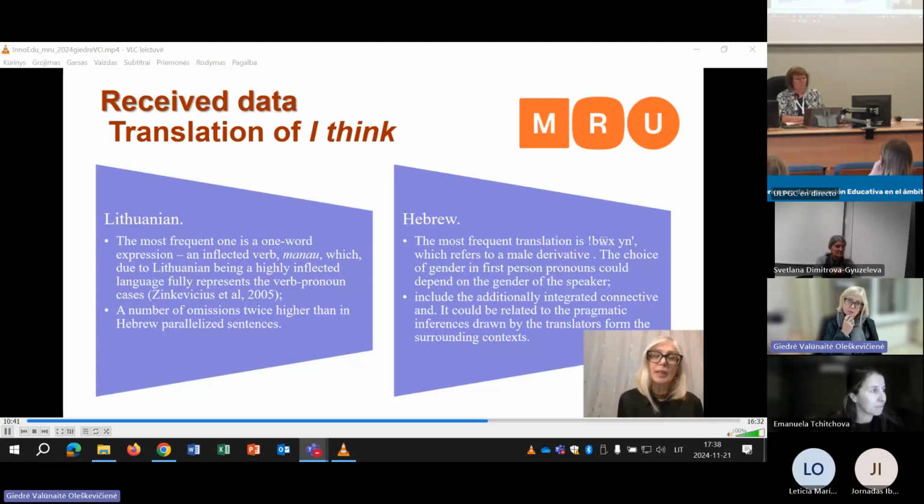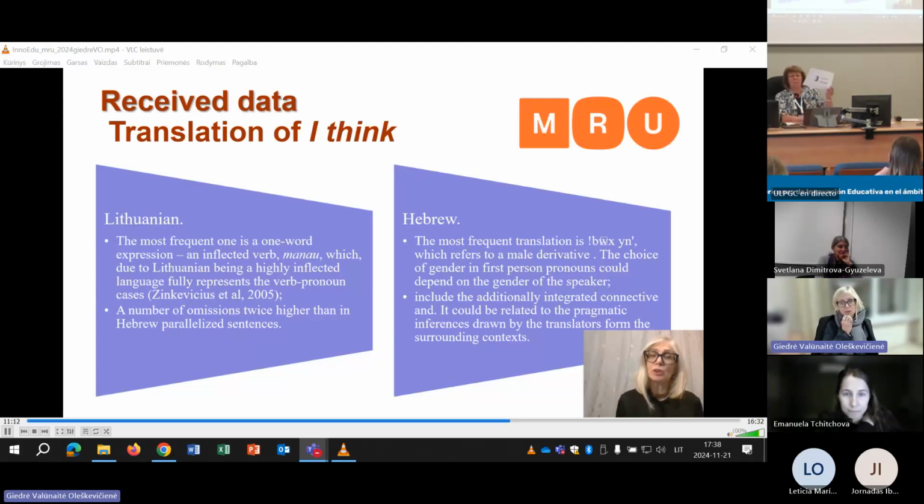So we will look at translation of I think. In Lithuanian, the most frequent translation of this multi-word discourse marker is a one-word expression, an inflected verb, manau, which, due to Lithuanian being a highly inflected language, fully represents the verb and pronoun cases. It also features a number of omissions, twice higher than in Hebrew parallelized sentences.